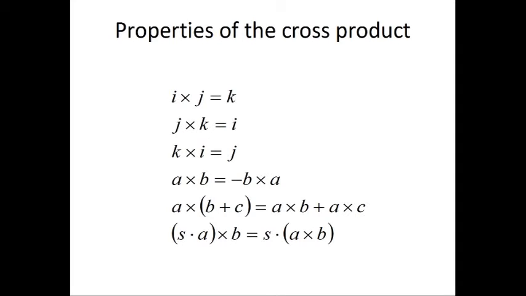But in the same way as the dot product, it doesn't matter if you take the sum of two vectors first and then do a cross product with the third vector, or if you do a cross product with each of them and then sum that up. And a scalar can be multiplied into either the resulting vector of a cross product or one of the vectors before you take the cross product.